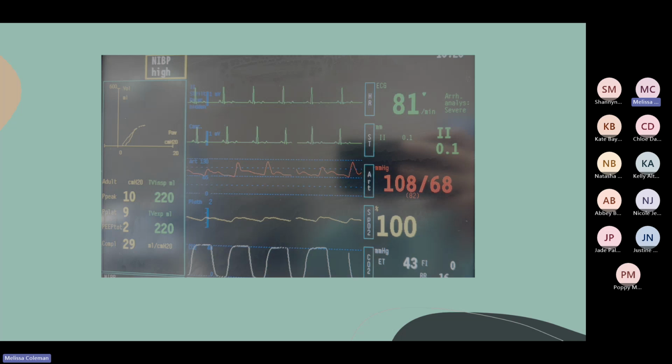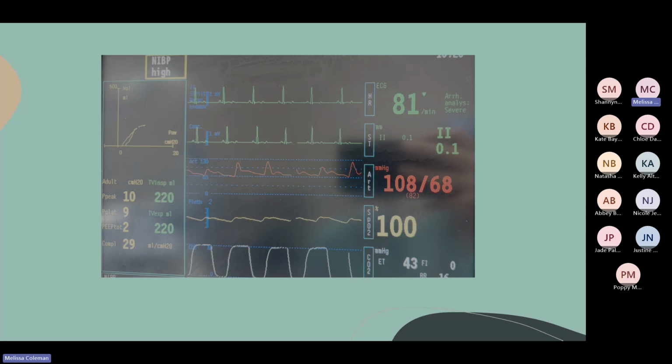But then we look at our blood pressure, and we have a mean of 82 and a systolic of 108. Do we think that is an appropriate blood pressure for our cat? Yeah, so our systolic is 108, our diastolic is 68, and then our mean blood pressure is 82. That's a pretty good blood pressure for a cat. Probably that medetomidine working quite well. So at this stage, I wouldn't do anything with this cat.